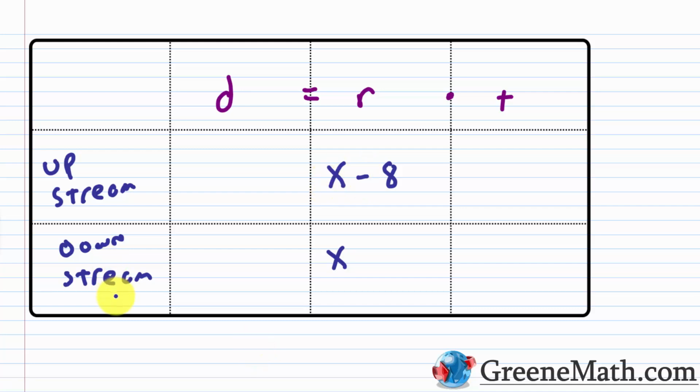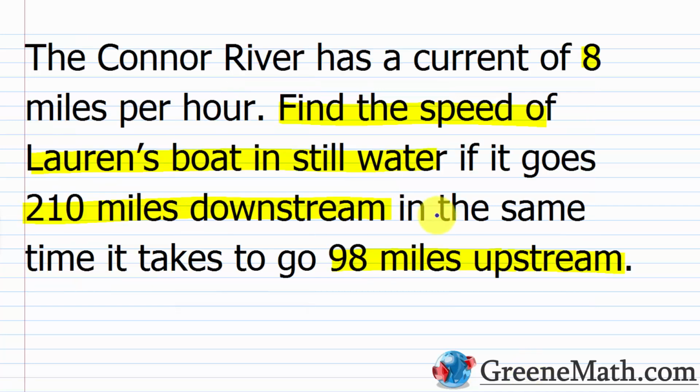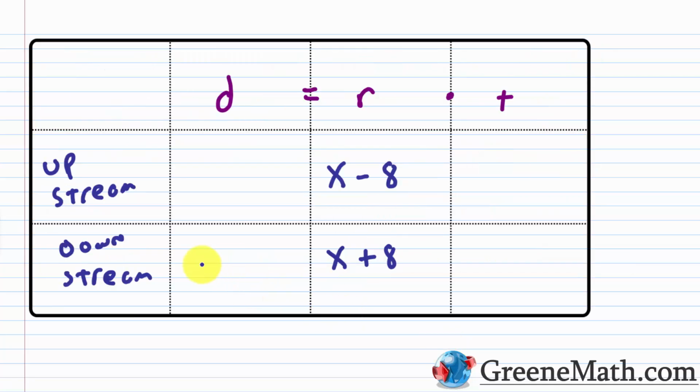In the case of going downstream, it's the opposite, right? The current's pushing on me. So I'm going to add 8, or again, the speed of the current, to the speed of the boat in still water. So for upstream, my rate is x minus 8. For downstream, my rate is x plus 8. Now, what about the distance? Well, it specifically tells us that the boat goes 210 miles downstream in the same time it takes to go 98 miles upstream. So my distance for downstream will be 210, and my distance for upstream will be 98.